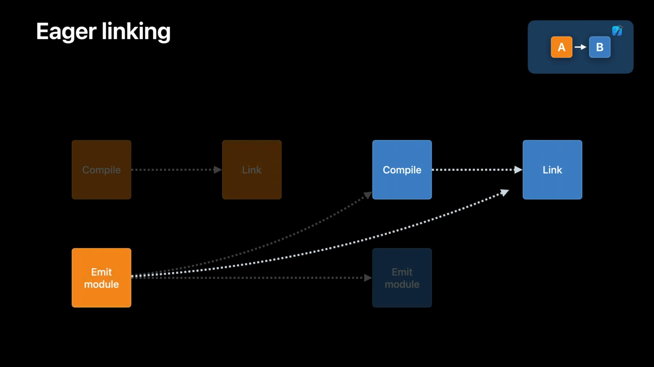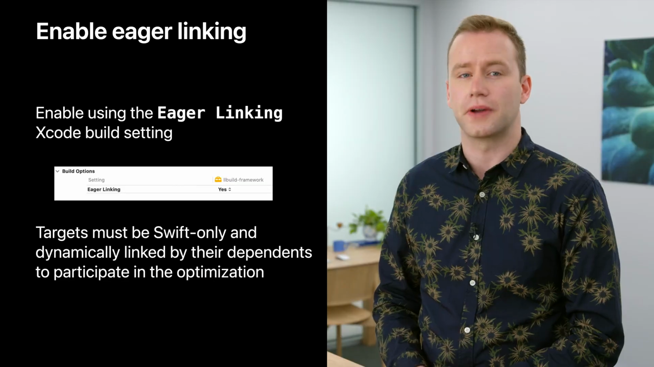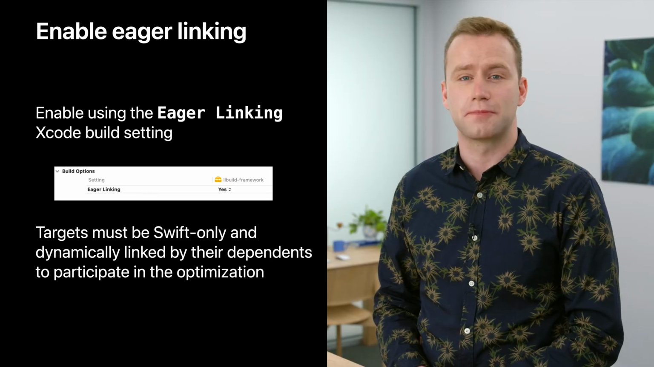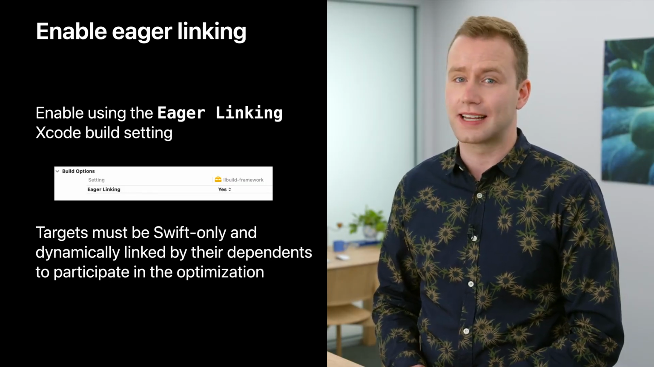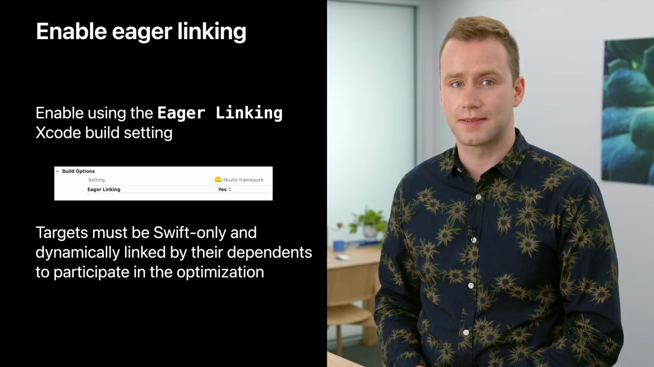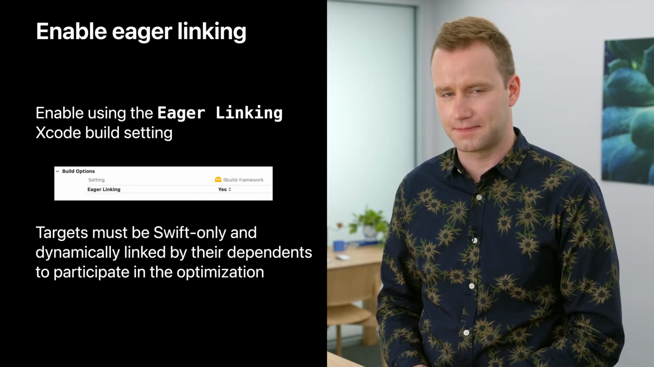Instead of depending on a linked product of the dependency, it now depends on a text-based dynamic library stub produced earlier in the build process by the emit module task. This stub contains a list of symbols which will appear in the linked product for use by dependents. You can enable this optimization using the Xcode build setting shown on screen. Eager linking applies to all pure Swift targets that are dynamically linked by their dependents.